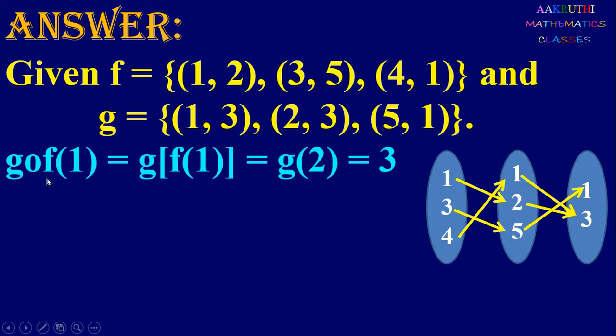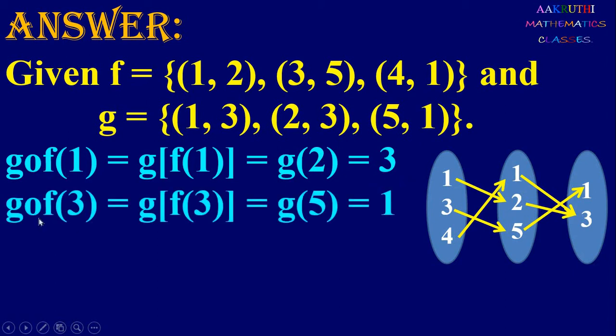So therefore here g composite f of 1 is g of f of 1, that is g of 2, that is 3. Now here in the function f, 1 related to 2, therefore f of 1 is 2, and g of 2, 2 related to 3, therefore g composite f of 1 is 3. Same way, g composite f of 3 is g of f of 3. Now 3 related to 5, so therefore f of 3 is 5. So it is g of 5, and 5 related to 1 under the function g. So therefore g of 5 is 1. So therefore g composite f of 3 is 1.